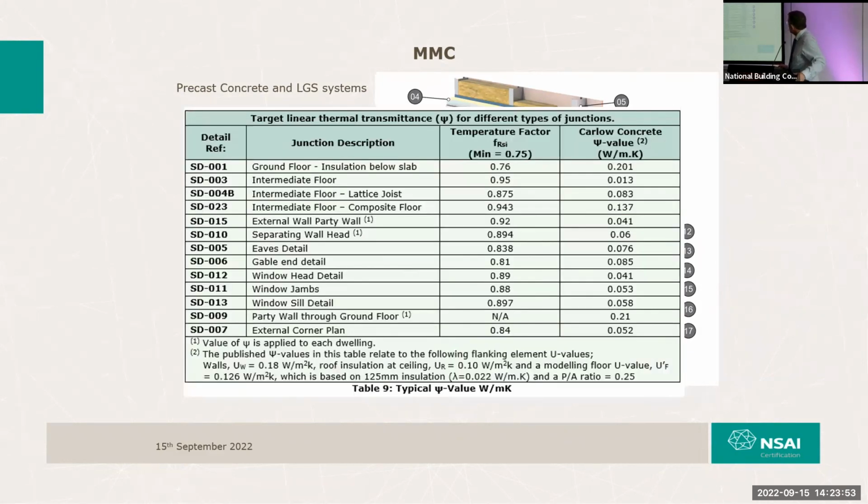And to that end, as I said earlier, on the tables we will have gone down through a list of standard details which are applicable to these systems. We will have performed temperature factor checks, and we'll have produced Psi values for a range of U values. The U values in this particular one are listed down here as the target U values of the flanking elements.